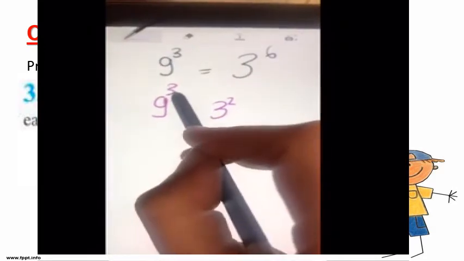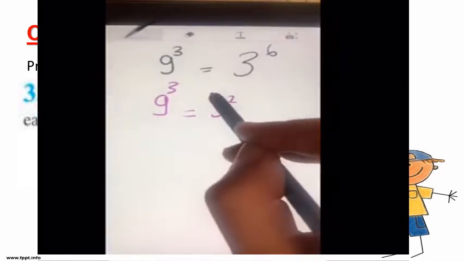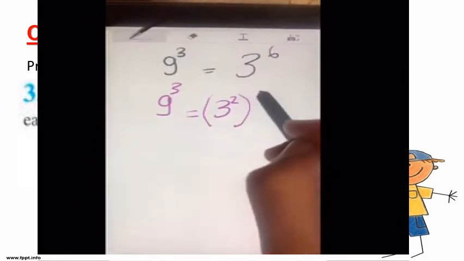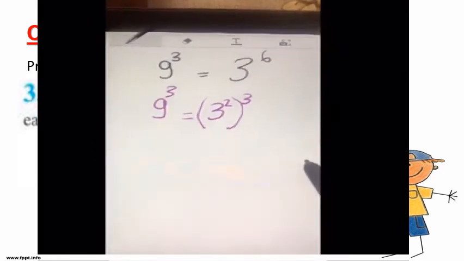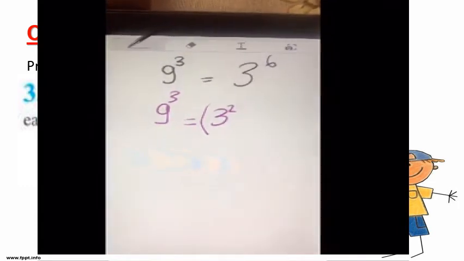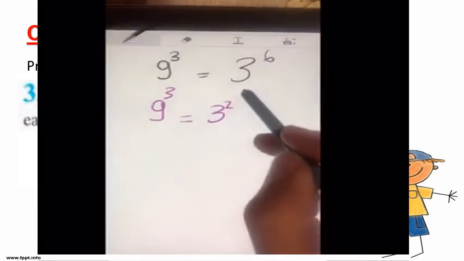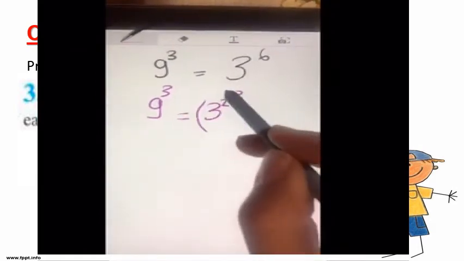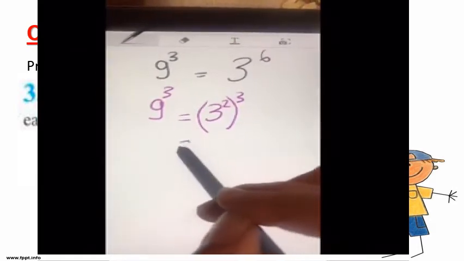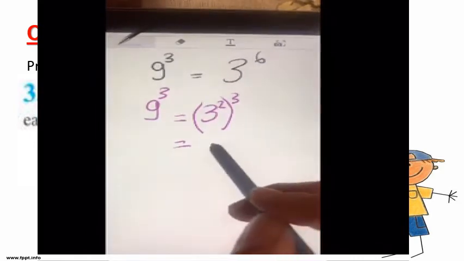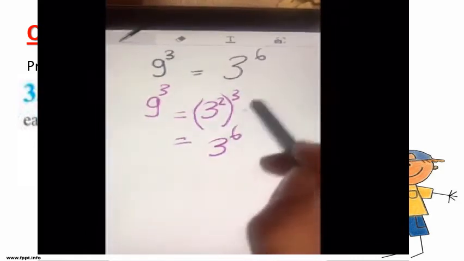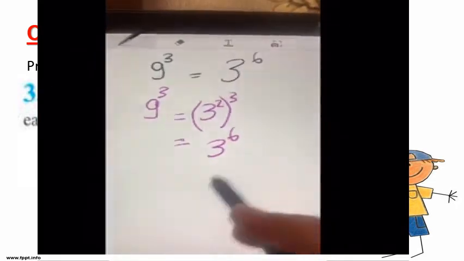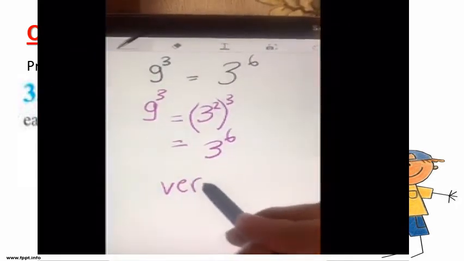Where can I put this exponent? Keep it outside. If you don't write a parenthesis, you will get this form. You can't write it in this way, so I put the parenthesis. And if I have parentheses, I multiply the exponents to give me 3 to the power 6. So 9 cubed is equal to 3 to the power 6.